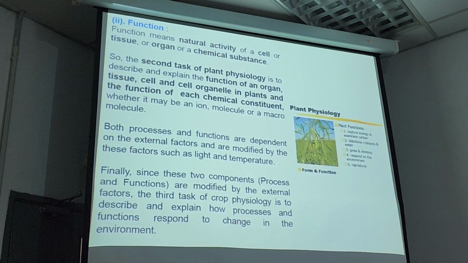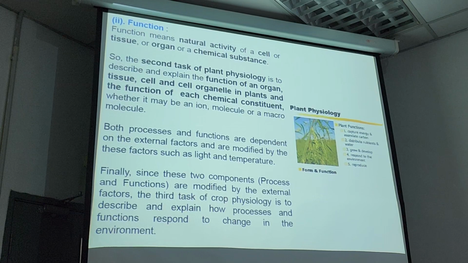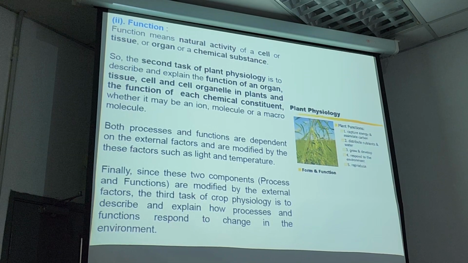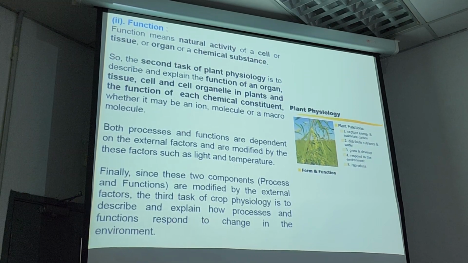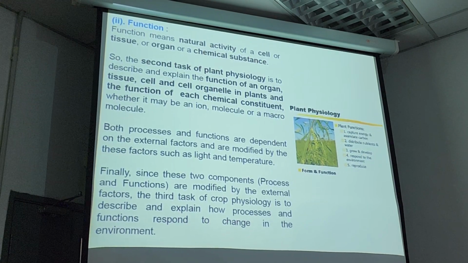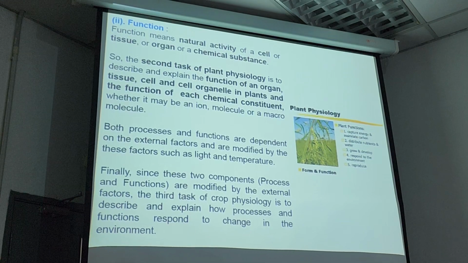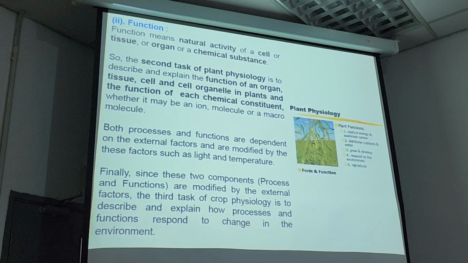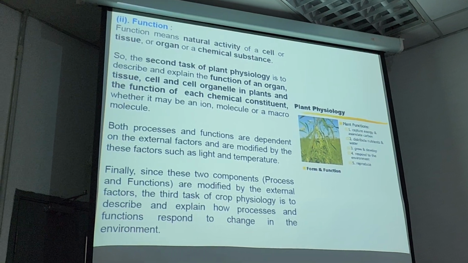Or maybe you want to talk about the chemical constituent function. For example, glucose in plants. Plants can manufacture glucose. Can human manufacture glucose? Are you sure? Can complex thinking. Ever heard of this?